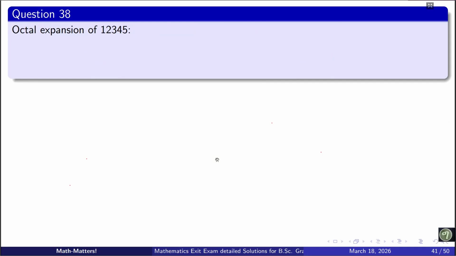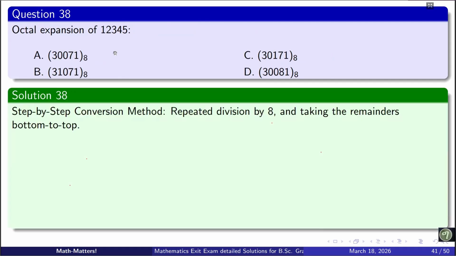Okay, octal expansion of this number. Octal means base 8. In order to convert the given number from base 10 to another numeration system, we use the step-by-step conversion method: repeated division by 8, and taking the remainders from bottom to top. So let us start with 12,345.